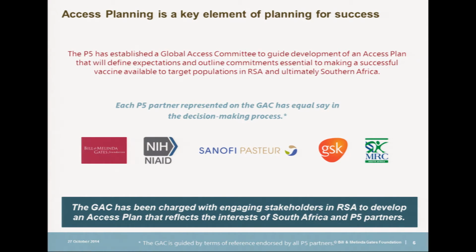The GAC is made up of the funders and the companies, and has been charged with engaging stakeholders in South Africa to, as I mentioned, develop an access plan that reflects both the interests of key stakeholders in South Africa and P5 partners. The access plan is really there to set expectations and provide a roadmap, ultimately for the deployment of an efficacious vaccine.